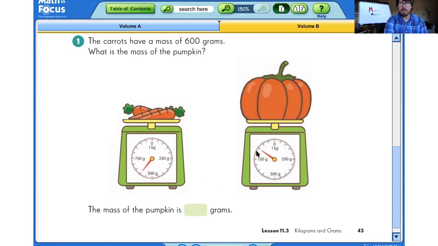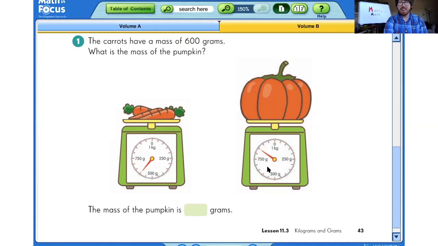So let's see, what is the mass? See if you can read it. I'm going to give you a couple seconds to see if you can read how much the pumpkin weighs in grams. So see if you can measure that out. 50, 100, 150, 200, 250.